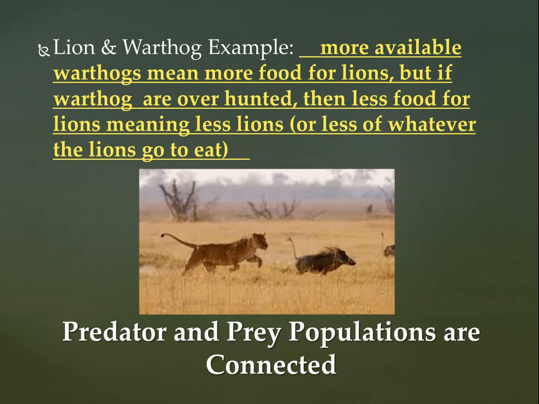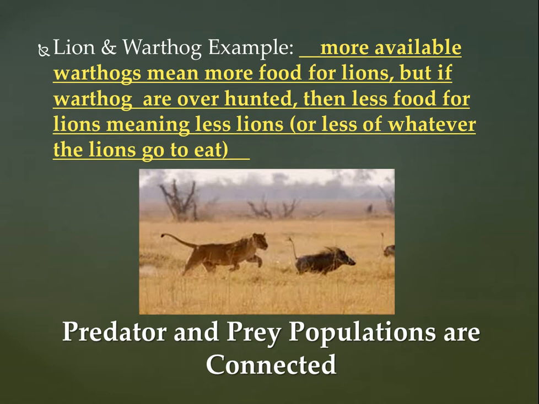Let's go back to those lion and warthog examples to talk about how predator and prey populations are so much connected. When there are more available warthogs, it means there's going to be more food available for the lions. However, if the warthogs are overhunted, so if we have too many predators in the area, then there's not going to be enough food or enough warthogs to go around. So then the warthog population will go down.